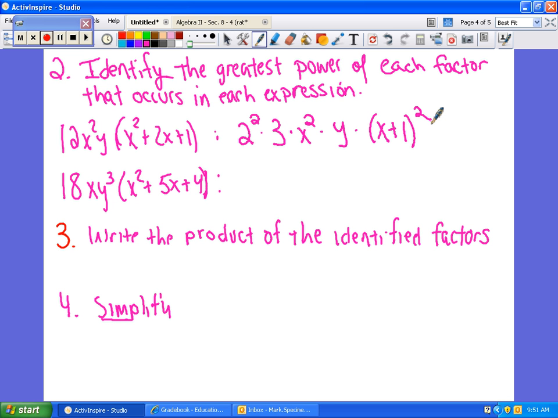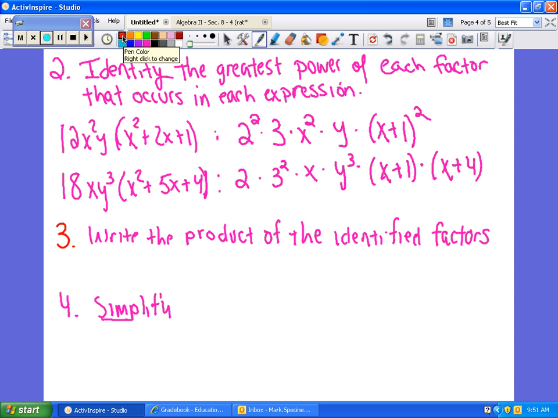And then you want to take the other one and write it underneath. So for example, how many 2's did we have? We had 2, and then we had 3 squared, and then x, and then y to the third, and then x plus 1, and then x plus 4. So you can see you want columns for a reason. The reason you want columns like that is because you want to find the greatest power of each factor.